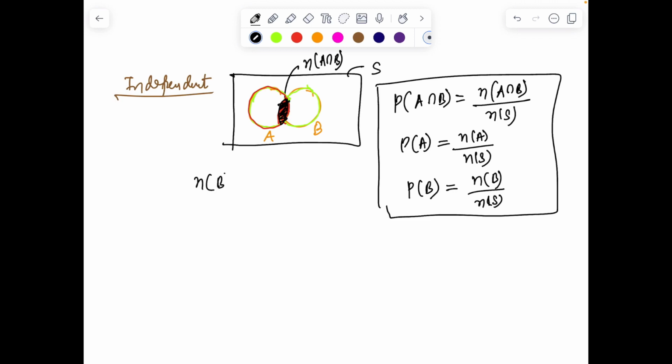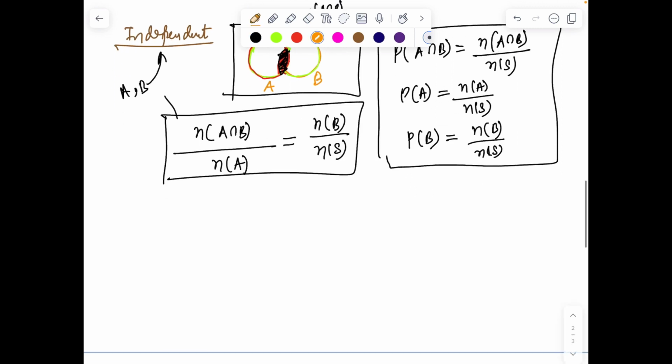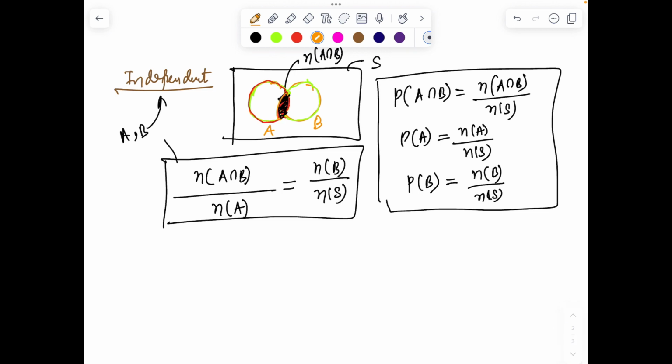So what fraction of B is present in A? It is N of A intersection B divided by N of A. And what fraction of B is present in the sample space? It is N of B by N of S. If these two fractions are equal, we call events A and B independent. Again, I am repeating it: the fraction of B present in A should be the same as the fraction of B present in the sample space. It should be uniform distribution kind of.